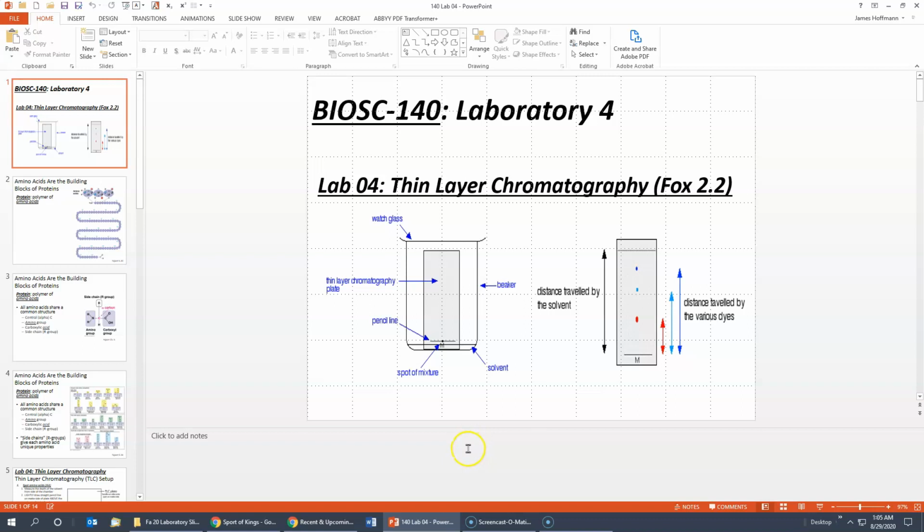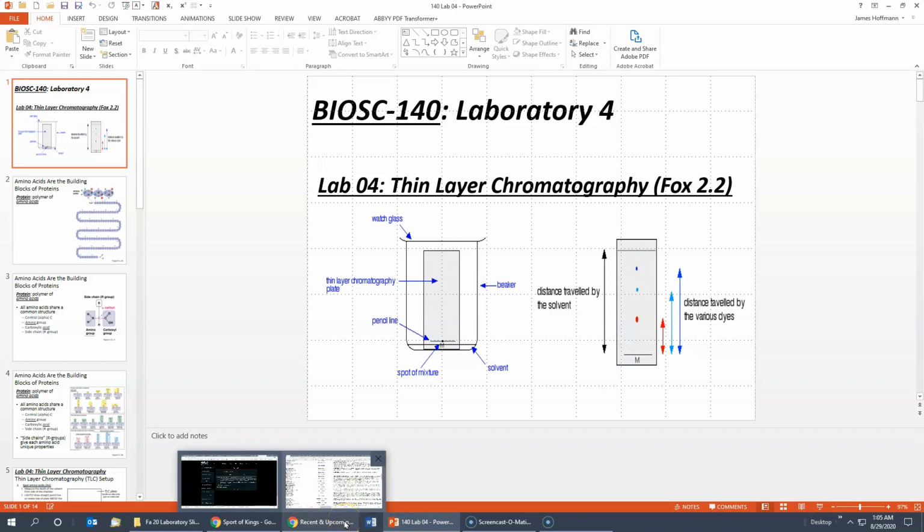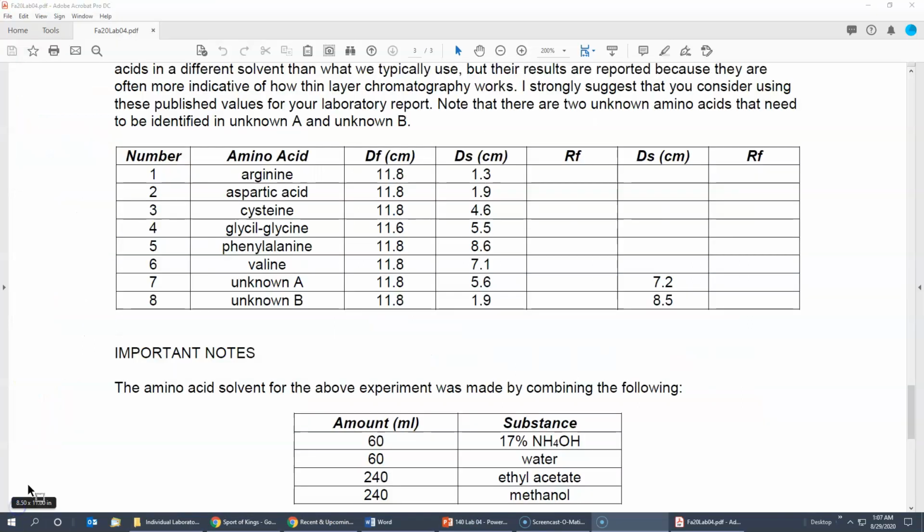And let me look at a little bit of specific data and see how that would work. All right. Okay, so here's the sample data in the lab supplement, and you can look at a couple things, but let's calculate this first RF. For the first RF, we know the DS, because we measured from the original line to the middle of the spot, was 1.3 centimeters, and then the DF was 11.8 centimeters for all these. So to figure out the first RF, we take the DS over the DF. I just punch in 1.3 into a calculator, divided by 11.8, and that's going to equal 0.11.